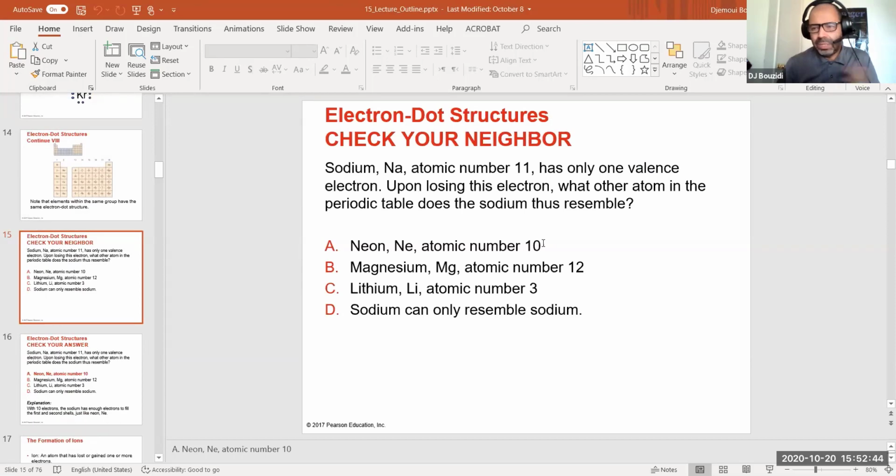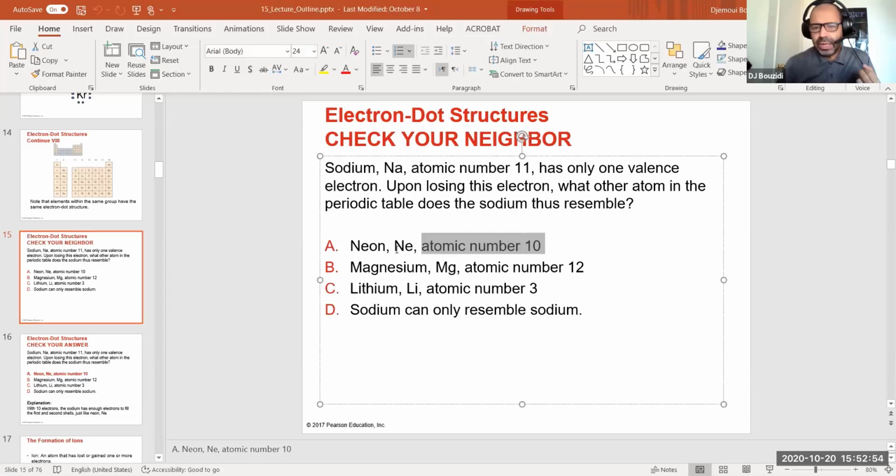Okay. So basically you lose 1, and mathematically 11 minus 1 is 10, and that's the correct answer. But in terms of the shell structure, it looks like neon now, except don't forget that you have 11 protons inside the nucleus, so it's positively charged now. It's positively charged once it loses that extra electron that was neutralizing the other proton inside the nucleus.